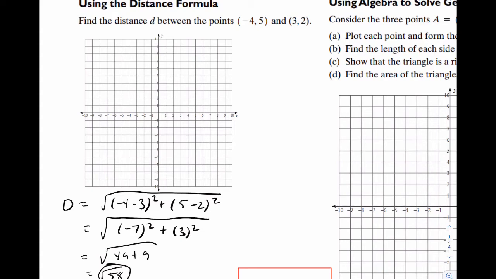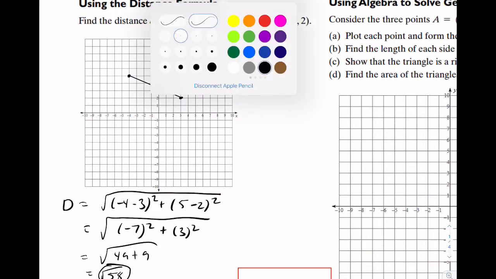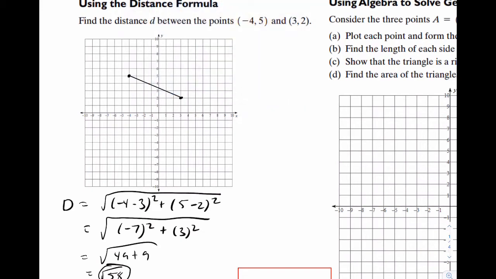So let's plot (-4, 5). That would be right here. And then let's plot (3, 2). That'd be right here. We make a line connecting them. And the question would be, well, how long is that line? So in geometry, you probably went over this already. We can simply make a triangle. And we're going to make a right triangle like that. Because by making a right triangle, we can use the Pythagorean theorem.